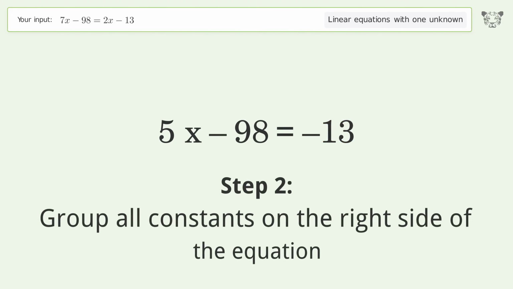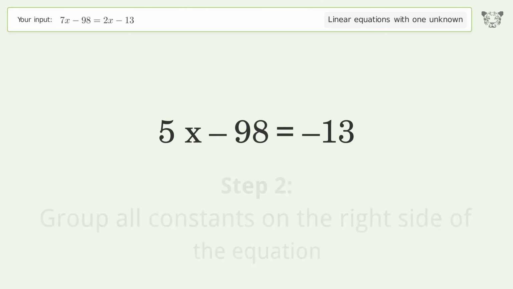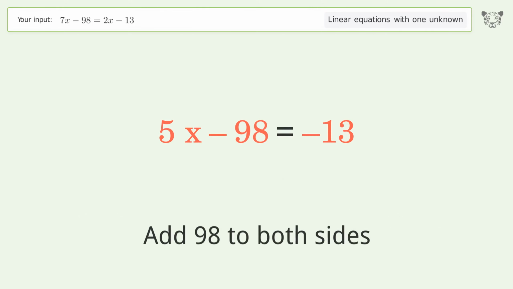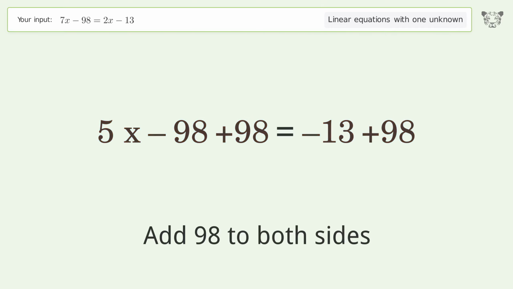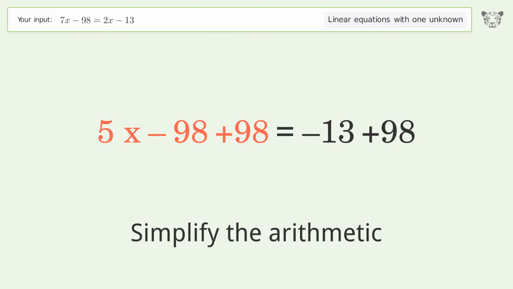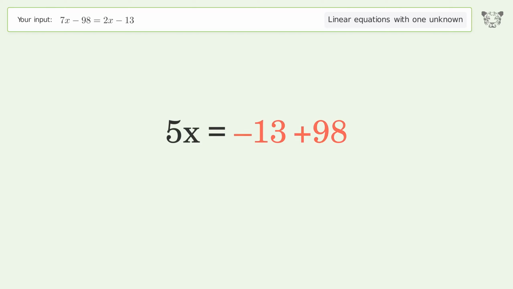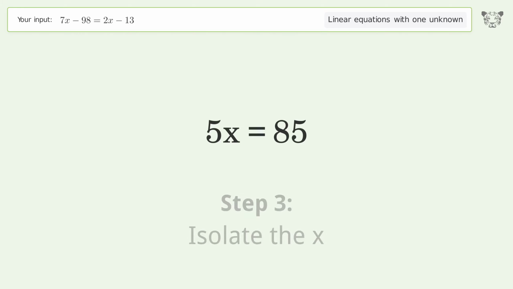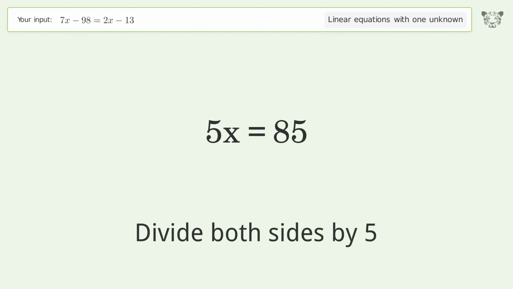Group all constants on the right side of the equation. Add 98 to both sides. Simplify the arithmetic. Isolate the x. Divide both sides by 5.